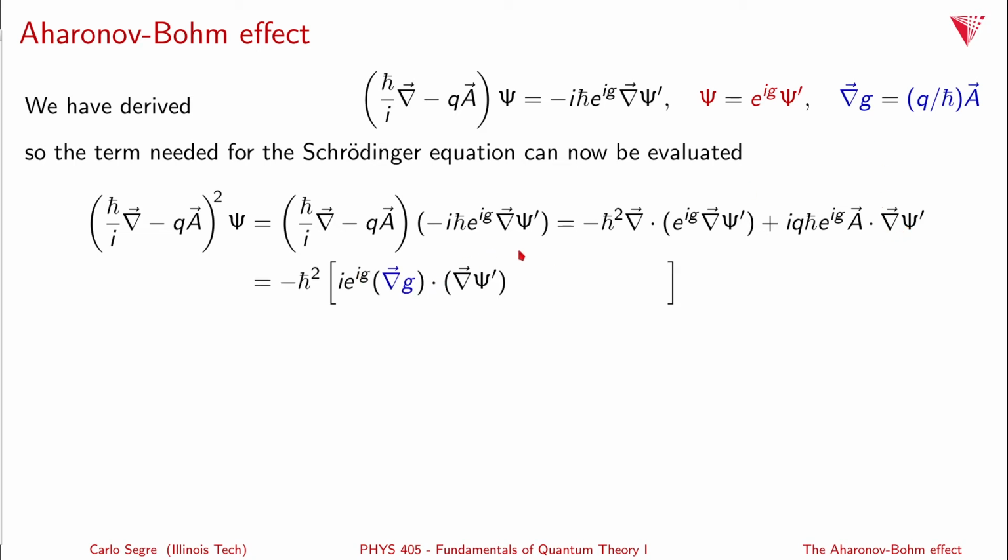But this gradient, the first term here, is going to give me the gradient of g: minus ħ squared i e to the ig, gradient of g dotted into the gradient of psi prime, when we take the derivative through here. And then we have a second term that is e to the ig times the divergence of the gradient of psi prime.